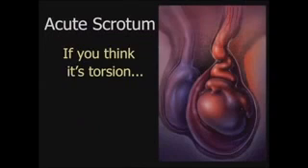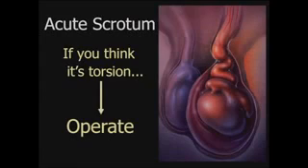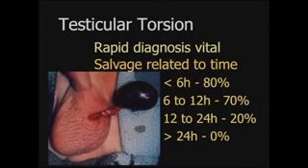Now moving on to acute scrotal pain, the mantra typically is that if after clinical exam and evaluating the patient, a clinician thinks it's torsion, then you should go straight to surgery. You should not bother with any sort of imaging examination. And the reason for this is that rapid diagnosis is vital and that testicular salvage is related to time from onset of symptoms. So if you can get to a patient before, say, 12 hours, there's a very good chance that you'll be able to save the testis.